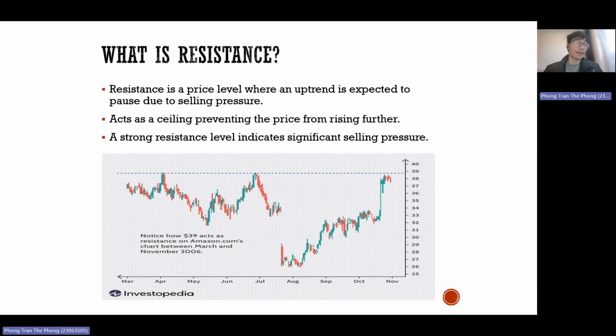Resistance is the flip side of the coin. It is a price level where an uptrend is paused because of the selling pressure, and it acts as a ceiling to prevent the price from rising further. A strong resistance also confirms significant selling pressure. As seen in the chart below, the $39 resistance line is touched 3 times by the price, and it shows that the price has tried multiple times but cannot break through the $39 price.